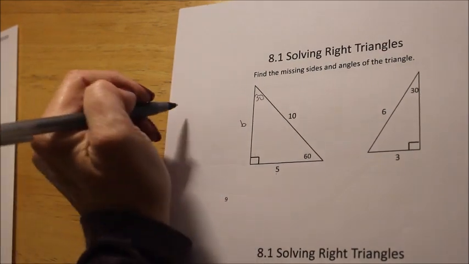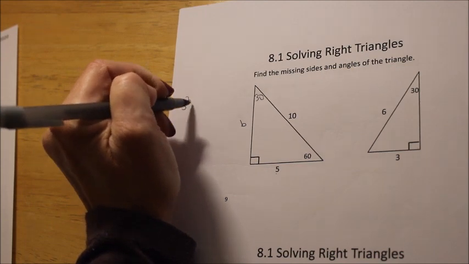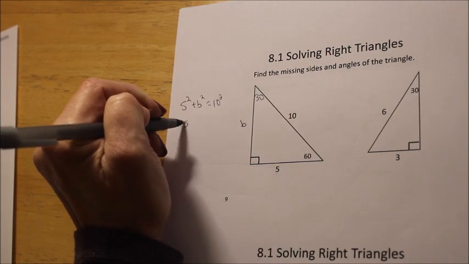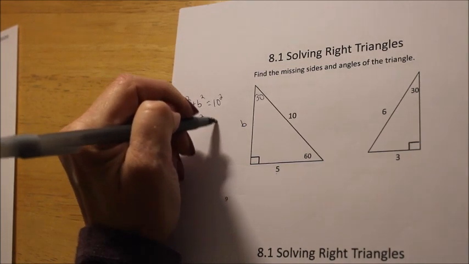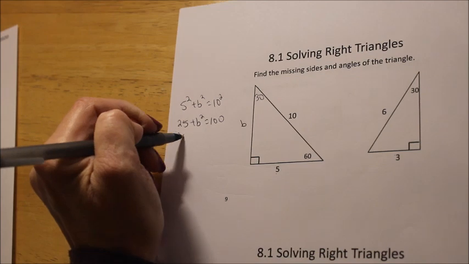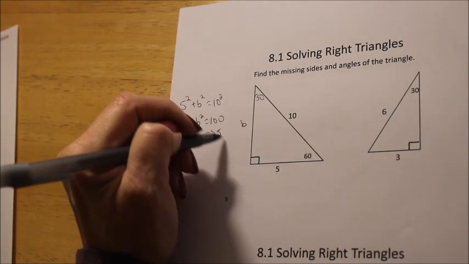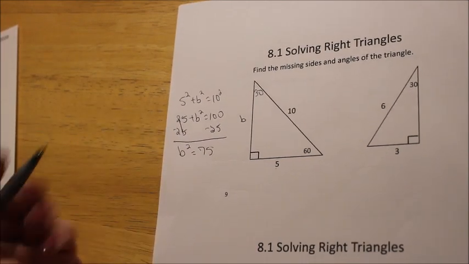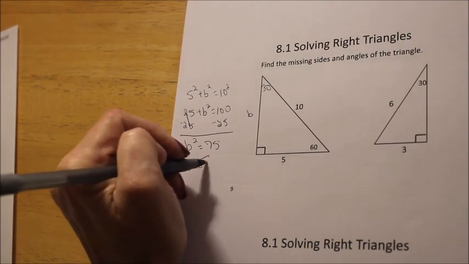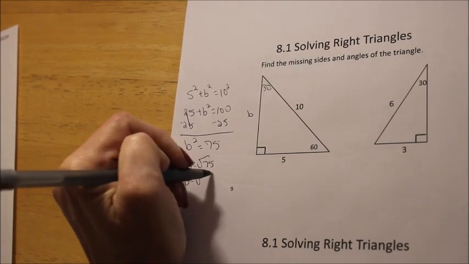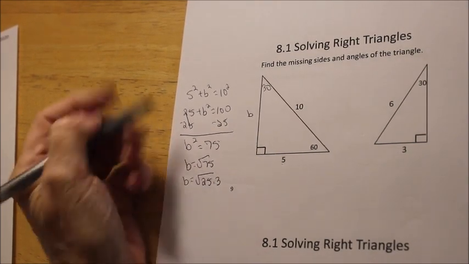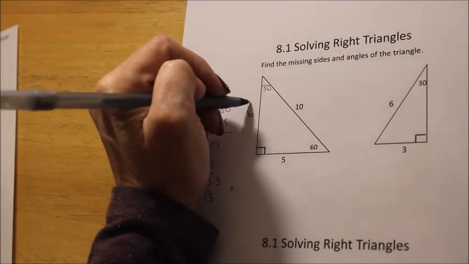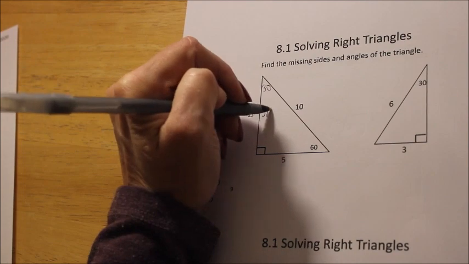Using the Pythagorean theorem, 5 squared plus B squared equals 10 squared. 25 plus B squared equals 100. If I subtract 25 from both sides, I get B squared equals 75. Take the square root, and I get 25 times 3, which is 5 the square root of 3. And so if I come up here, I know that this side is going to be 5 the square root of 3.